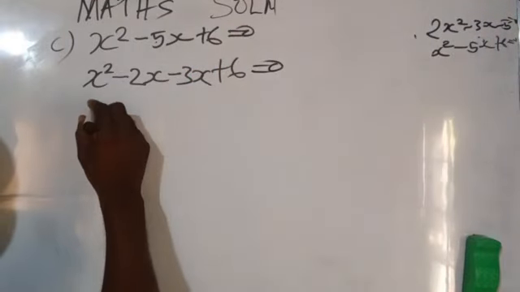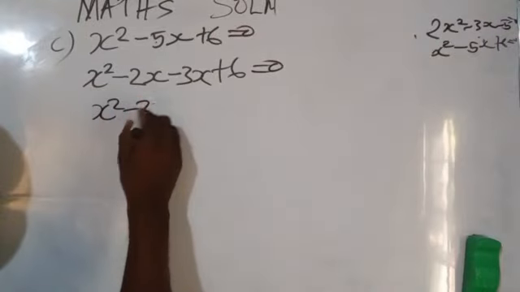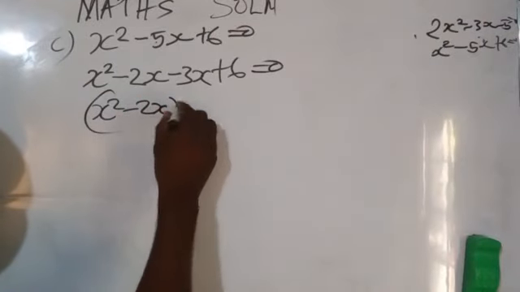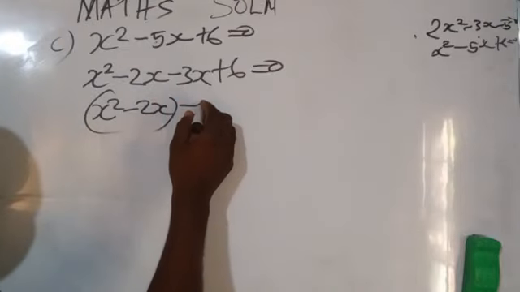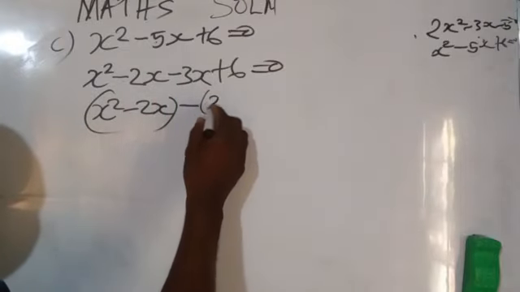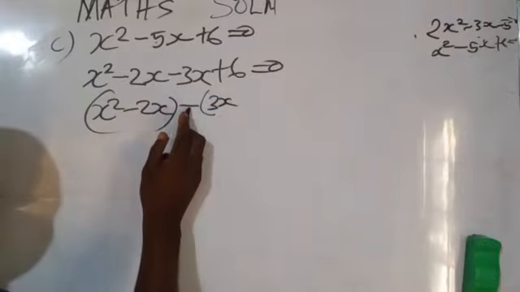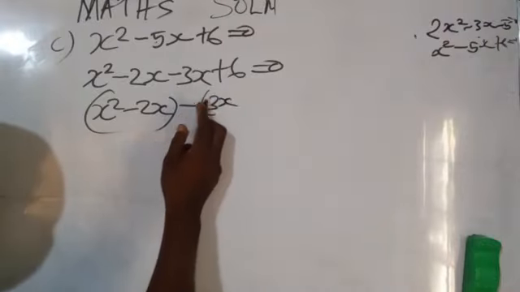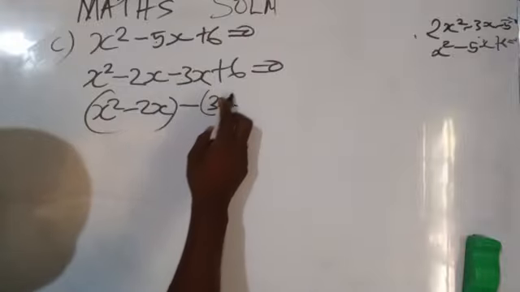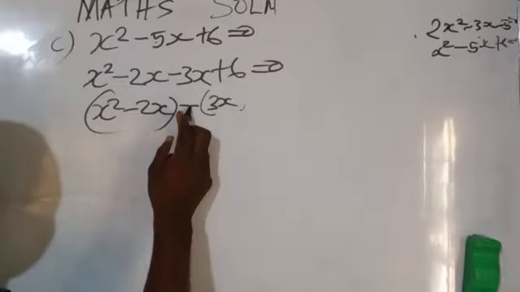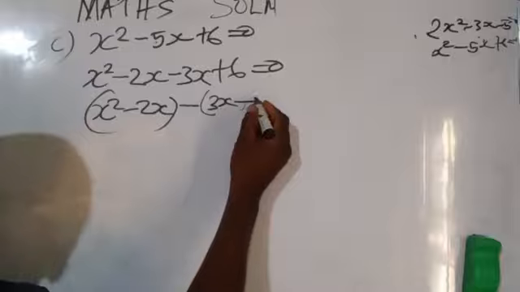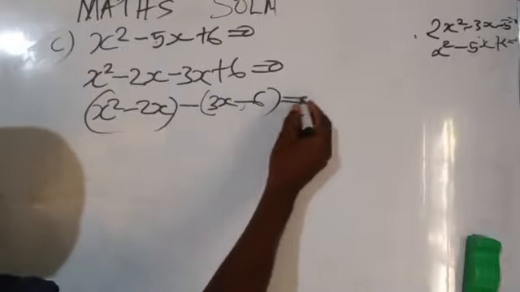So we'll separate them, so that x squared minus 2x minus, which is this minus here, okay, bracket 3x. Now, since this minus has come outside and it is governing everything inside this bracket, then we'll have that minus times plus is minus, okay, minus 6 equal to 0.